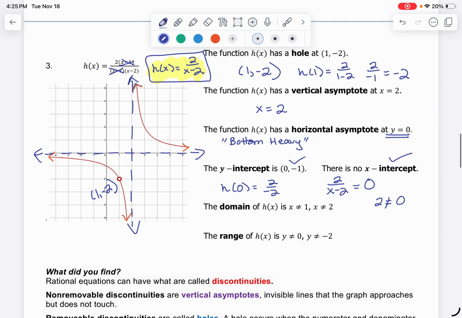All right, I have two domain restrictions. X cannot equal 1 and x cannot equal 2. 1 because there's a hole, and 2 because there's a vertical asymptote. And then the range, y cannot equal -2 because of the hole, and it does not ever equal 0 because of your horizontal asymptote. Okay?